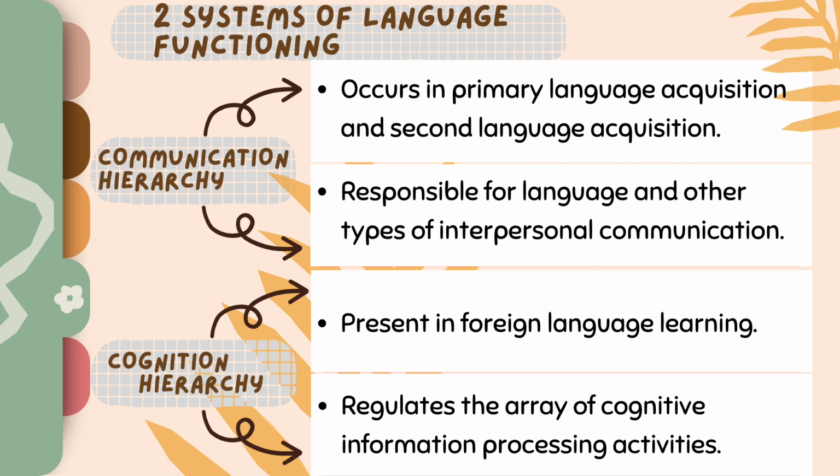Moving on, we have here the next hierarchy, the cognition hierarchy. Basically, when we say cognition, we are talking about the mental process. You can see here that it is present in foreign language learning. We do a lot of problem solving and critical thinking when learning a foreign language, don't we? It's very different in acquiring a primary language and a secondary one because there exists a translation buffer.